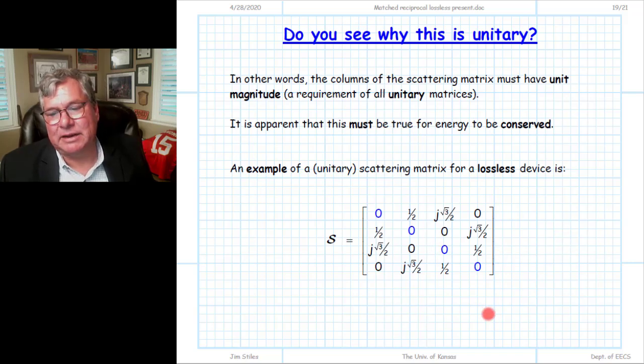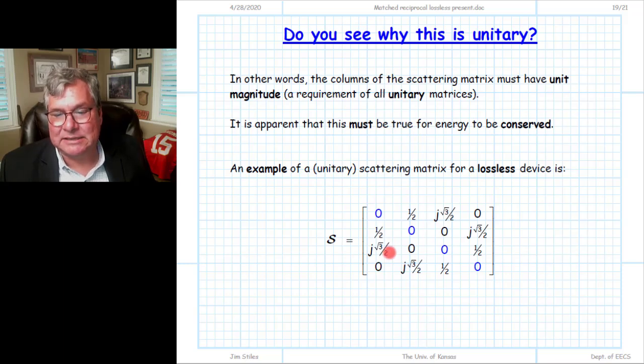This is the kind of scattering matrix that we would see for a lossless device. Moreover, this device would also be a matched lossless device. How do we know it's matched? Well, the diagonal elements are 0. So here's a scattering matrix whose diagonal elements are 0, it's matched, and whose columns form an orthonormal set, it's lossless.